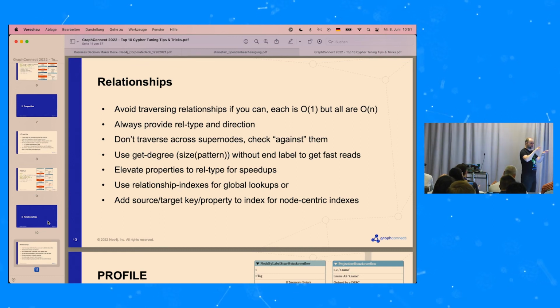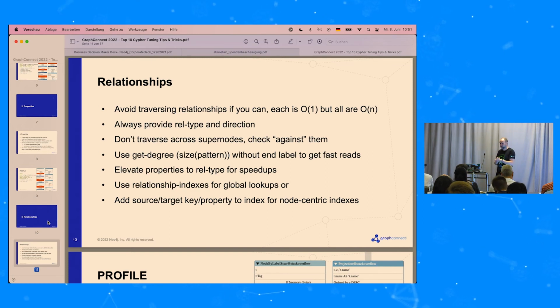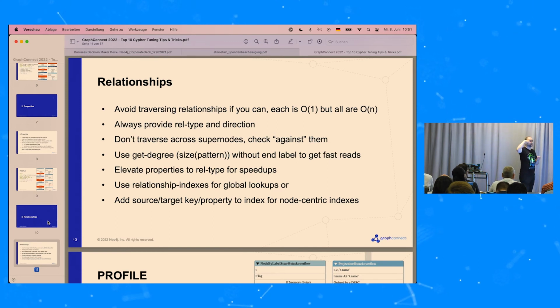And there's a trick with the relationship indexes. I talked about the node-centric thing where you have to elevate stuff to the relationship type. Another thing you can do is create a relationship index where you also store some attribute of the target node in the relationship, which is then also indexed.